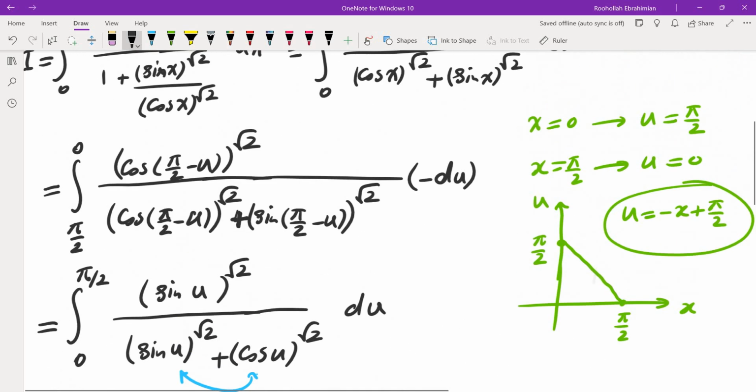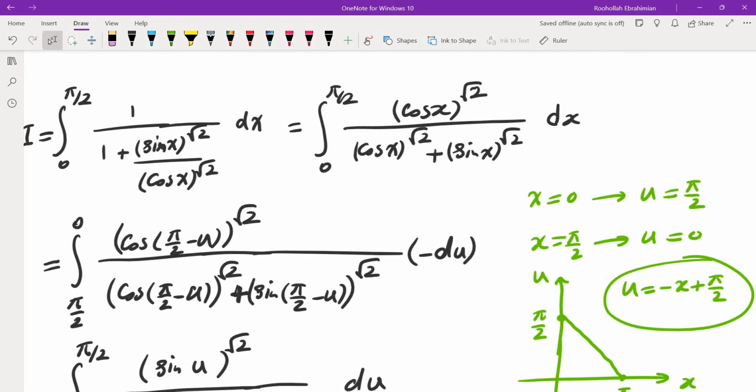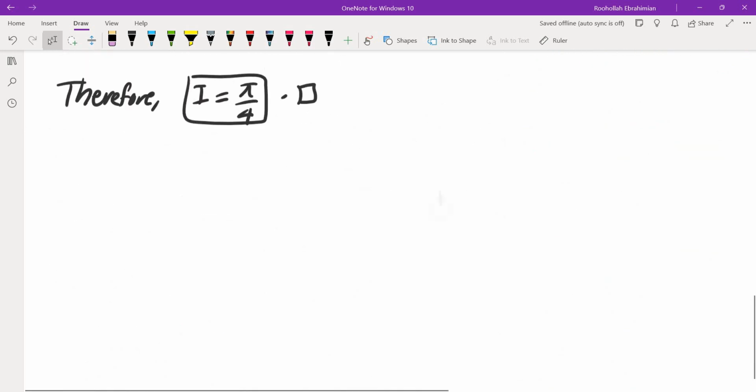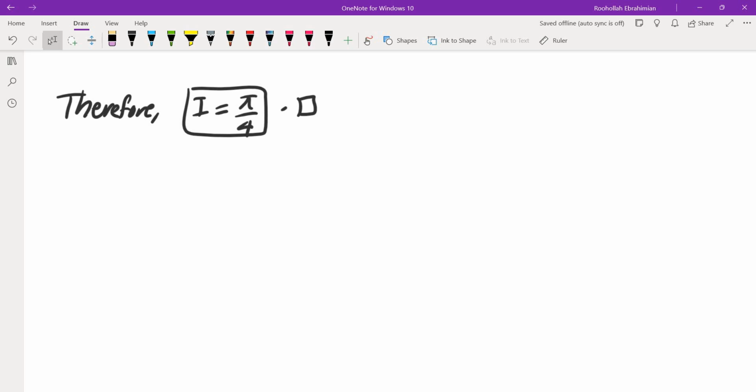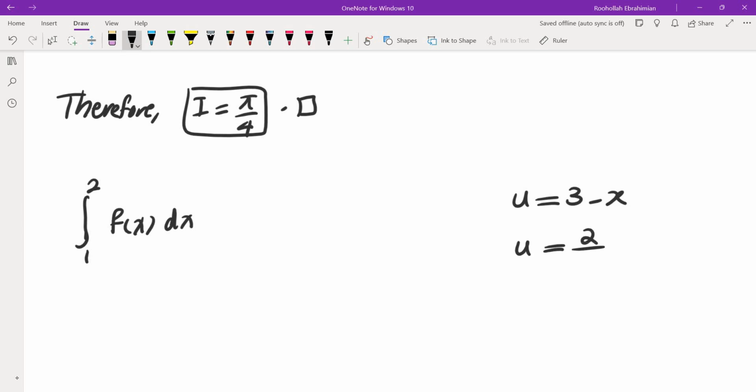Now it doesn't have to be this specific transformation. It could be different types of transformations. So for example, and I will give you examples in other videos, if you are given something like the integral from 1 to 2 of f of x dx, you could do a u sub of 3 minus x, so when x is 1 you get 2, when x is 2 you get 1. You could also do a u sub of 2 over x. This is another one. When x is 1, u becomes 2. When x is 2, u becomes 1. These are two possible scenarios. And then this might help you evaluate this integral.